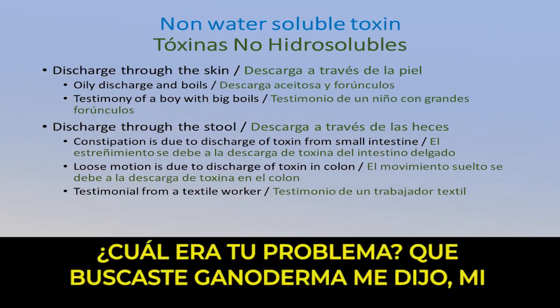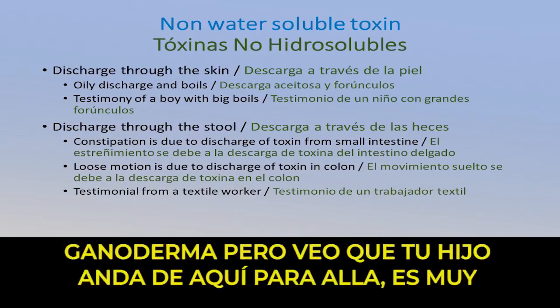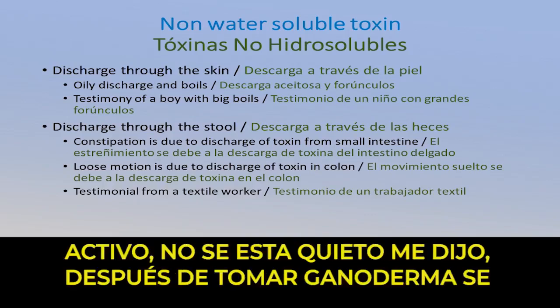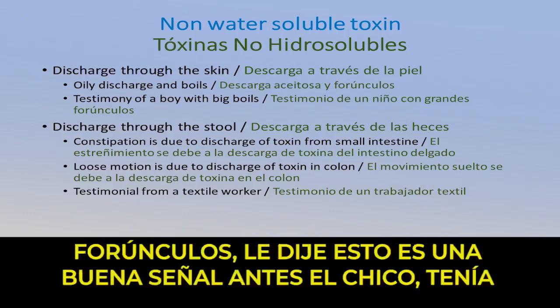So I asked him, what was the problem that made you give the boy Ganoderma? He said, my boy was very quiet, very reserved, that's why I wanted to give this Ganoderma to him. But I saw the boy running here and there, up and down. I said, your boy's very active, he's not quiet. After taking Ganoderma, he became very active. But the boil came out at the hand. I said, this is a good sign.